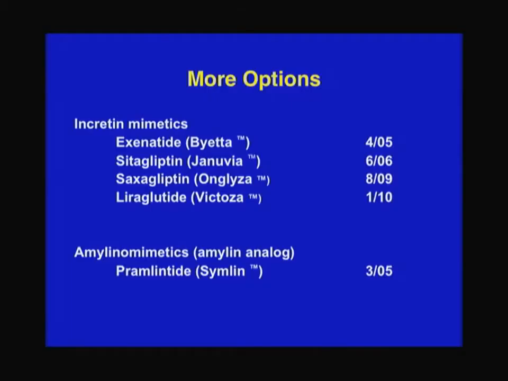Now, what's been new in the last few years has been several other new classes of drugs. And I want to introduce them, particularly this category here. These are the four that are currently available, I think. Exenatide, sitagliptin, saxagliptin, and liraglutide. And these are drugs that are incretin mimetics.